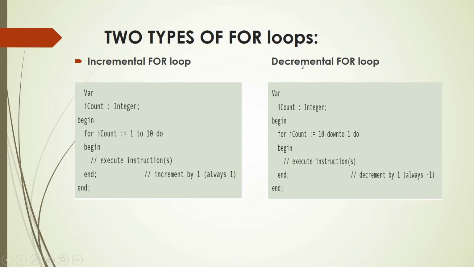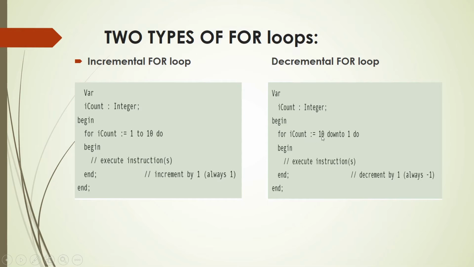The other for loop is your decremental for loop. In your decremental for loop, we use the command downto. So instead of using to and running from a smaller number to a larger number, in the downto loop, we run from a larger number. So the loop is going to start at the maximum value and run down to 1 do. So using the downto loop, it always decrements by 1. So it decreases by 1. The loop counter variable is going to decrease by 1 each time.